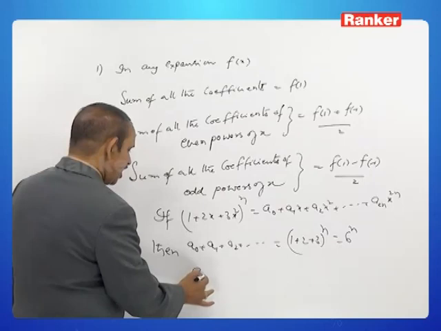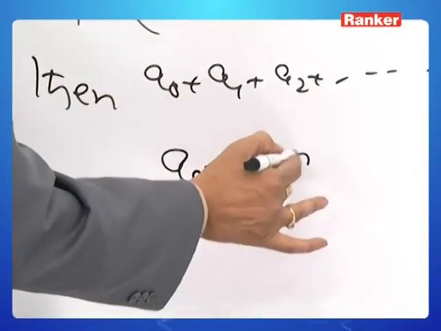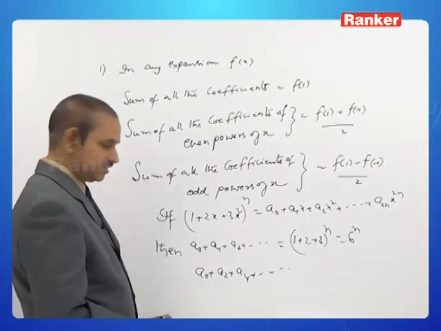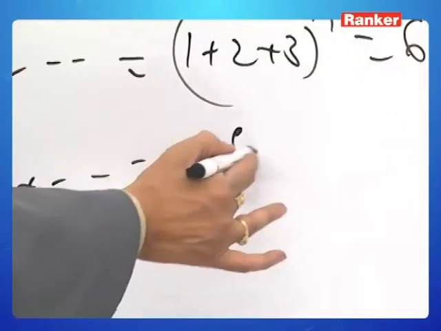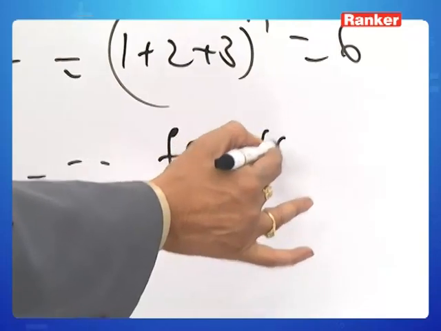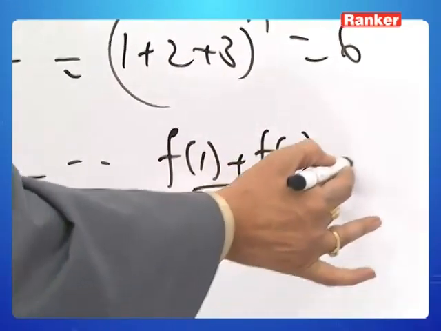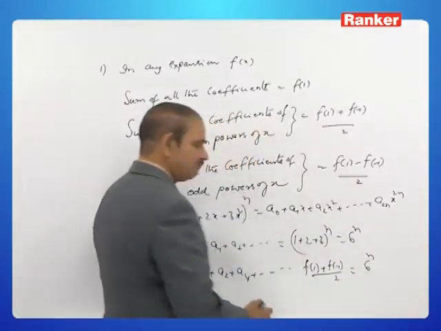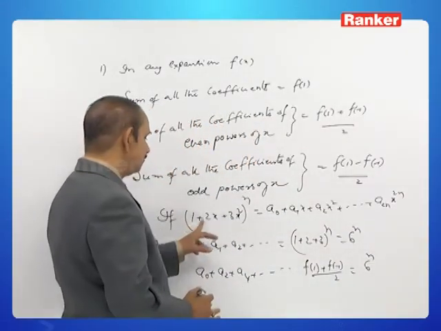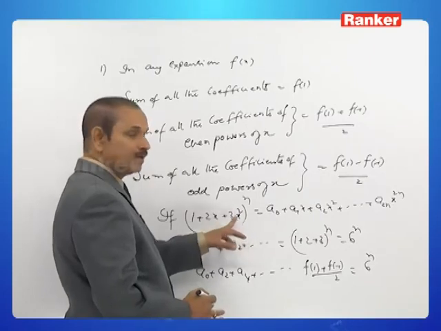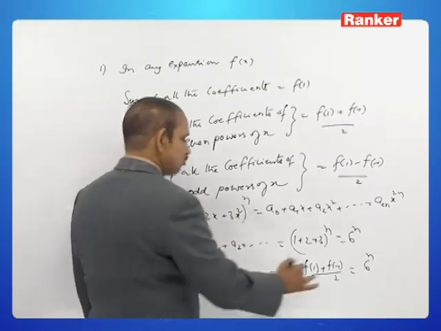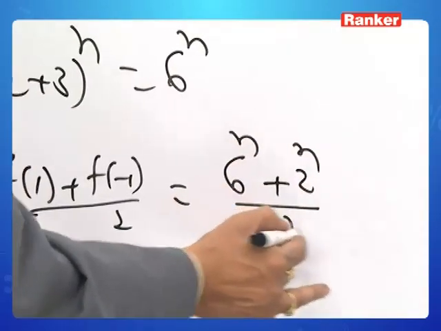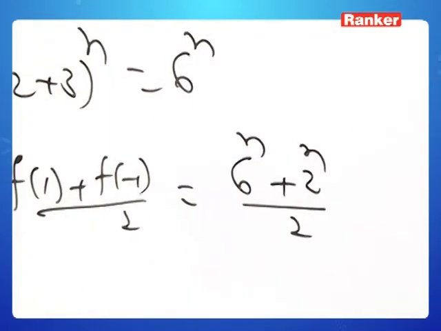Then a0 plus a2 plus a4 plus and so on. What will it be? It is f of 1 plus f of minus 1 by 2. What is f of 1? 6 to the power of n. What is f of minus 1? 1 minus 2 plus 3. 3 plus 1 is 4, 4 minus 2 is 2. 2 power n. So it is 6 power n plus 2 power n by 2. That's it.